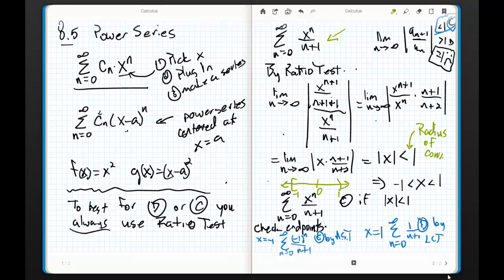Now, I'm running out of room, so I'm going to have to come over here. Sorry about that, you guys. Let me change colors real quick, get back to black. So our sum was, what was it? It was the sum as n goes from 0 to infinity of x to the n over n plus 1. We know that the radius is equal to 1 because we knew that absolute value of x was less than 1.